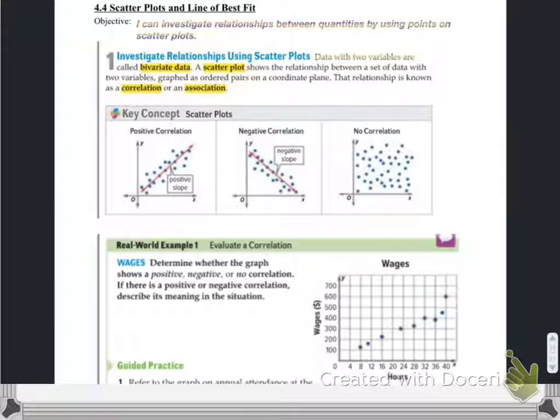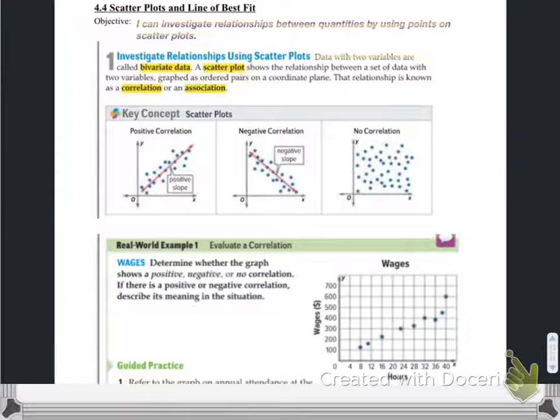Then what we're going to be looking at is data with two variables, which is called bivariate data. Bi meaning two, such as a bicycle has two wheels, so bivariate means we're going to have two variables in our data. A scatter plot will show the relationship between the set of data with the two variables, graphed as ordered pairs on a coordinate plane like we've been doing. That relationship is known as a correlation or an association.